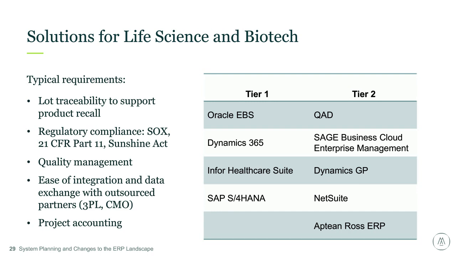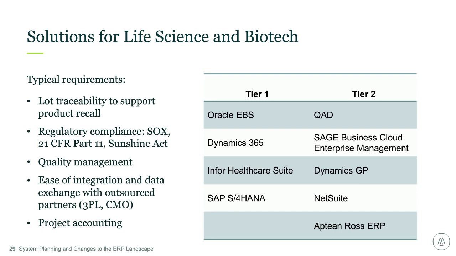The ability to easily integrate data with an outsourced service provider, such as a contract manufacturer or a third-party logistics distributor. And project accounting is frequently a requirement of this sector, and that is the ability to track project cost from the preclinical phase all the way through the clinical trial phases. And for Tier 1, it's your usual suspects. I'm not going to spend too much time on that.